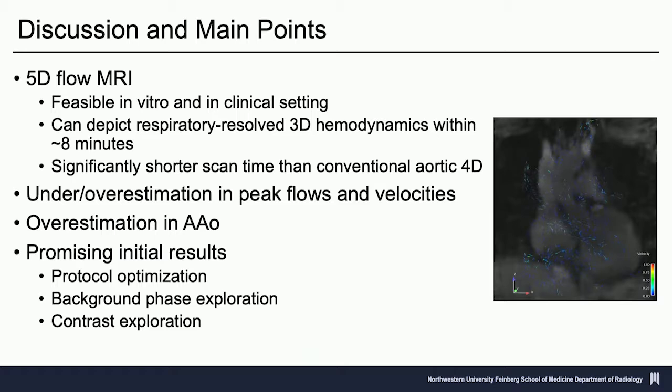We do note some underestimation in peak flows and velocities that might be due to the compressed sensing and regularization, and also this interesting overestimation in the ascending aorta, which may be due to some sort of background phase or averaging effects that we're not taking into account. So we think these initial results are promising.